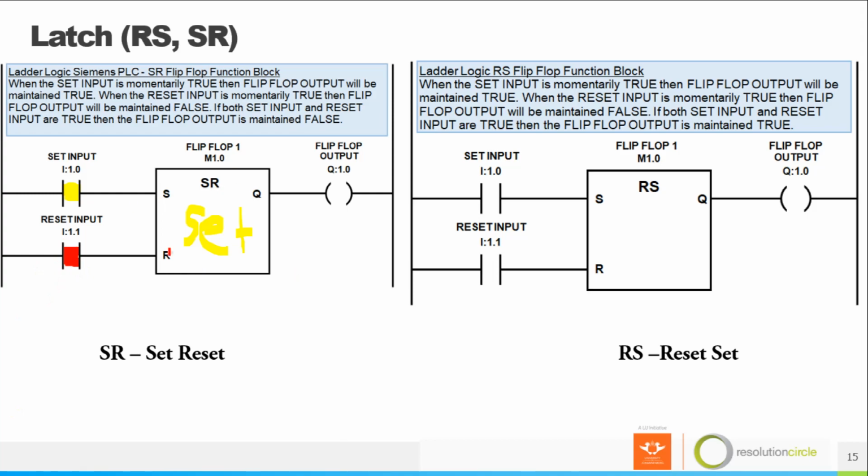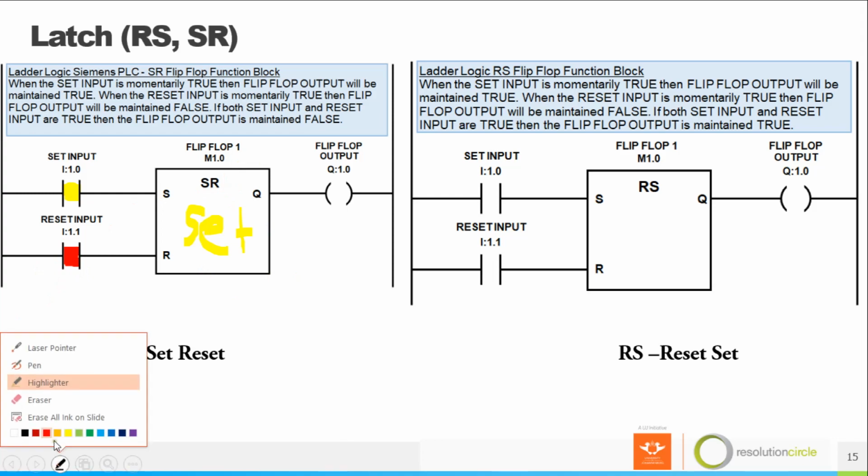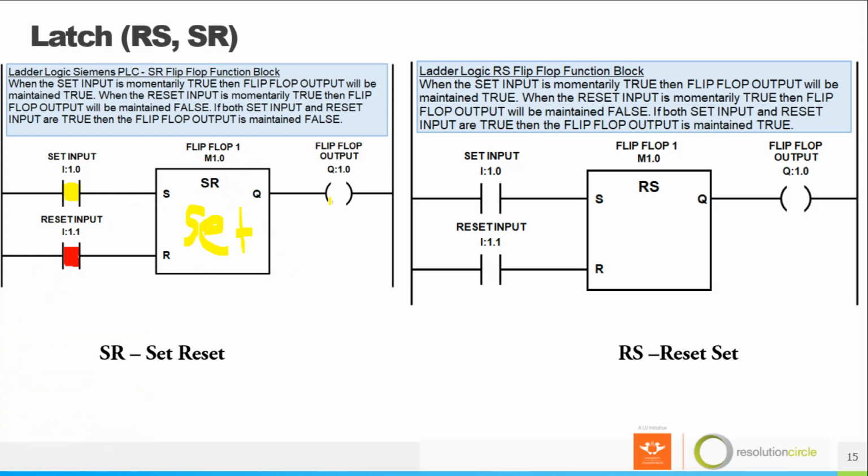This flip-flop, or this function block, will prioritize set and your output will be set. Right? But with the RS, it will prioritize the reset.